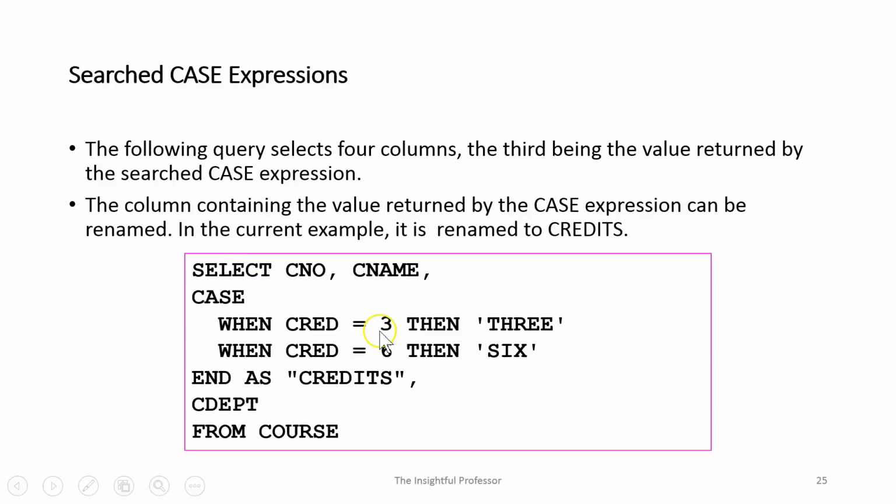However, if the current row does not have a credit of 3, but the credit is equal to 6, then it will return the character string SIX. If it's any other value, null will be returned. But given the current content of my database and the current, say, business policy or business rule at this school, you can only have 3 credit or 6 credit courses, so nothing else will appear. We'll address the situation where you might have another value and you've not taken into account all possibilities in just a moment. Well, let's see how this works.